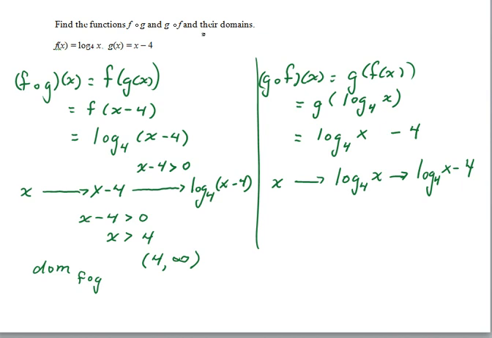So the restriction occurs in the first step where x must be positive, because the domain of the log base 4 is 0 to infinity. And so the domain of the composition of g with f is the open interval from 0 to infinity. There's no further restriction because we can subtract 4 from any real number.